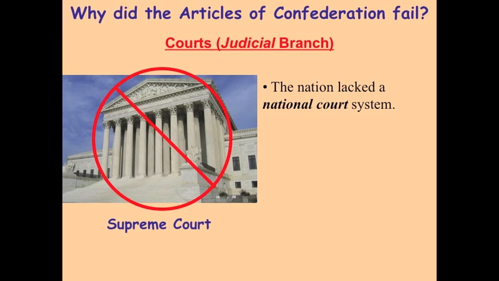So overall, the Articles of Confederation fail because there is no judicial system. There are no courts. So if you were having an issue like Connecticut and Virginia, who's going to solve that? Are they going to duke it out? Are they going to go to war? Are they going to fight? There were no courts to actually step in and take care of the problem.